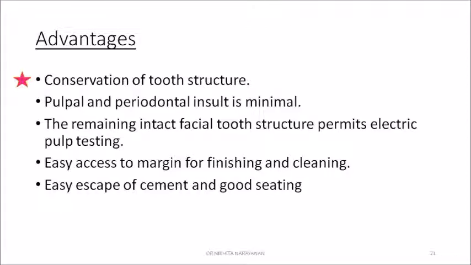First and foremost, it's conservation of tooth structure. The facial or buccal surface is left intact. So there is conservation of tooth structure, and also there is minimal injury to pulp and periodontal tissues. And since the facial surface is left intact, it allows for electric pulp testing, which is impossible in cases of a full veneer crown which covers all the surfaces. In partial veneer crown, it has easy access to margin for finishing and cleaning, and also it allows for escape of cement and provides good seating of the restoration.